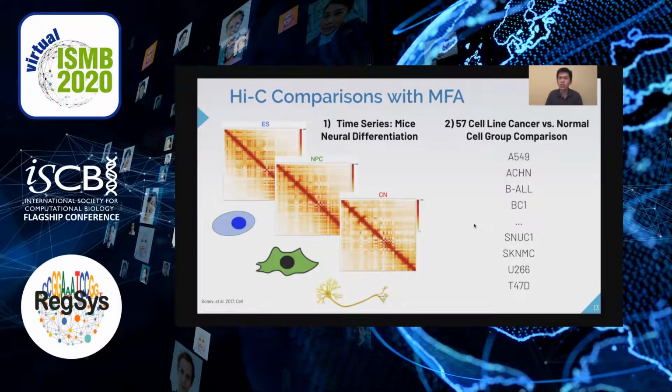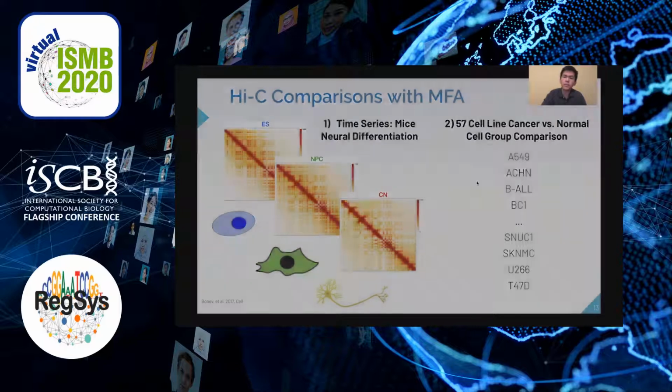One such example that we've performed that we mentioned in our abstract is a 57 cell line comparison between cancerous cells and normal cells. While we don't have time to go over the precise results from this comparison in this presentation, we will be going over results from this mycinal differentiation example later on.